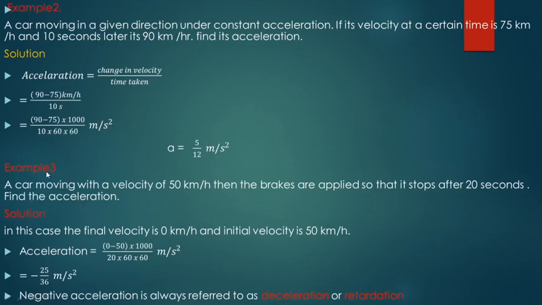Example 3. A car moving with a velocity of 50 kilometers per hour, then the brakes are applied so that it stops after 20 seconds. Find the acceleration. The car is moving with a velocity of 50 kilometers per hour. Then if you apply brakes, it stops. So the final velocity here is 0 kilometers per hour, because it goes to stop at 0. It brakes after 20 seconds.